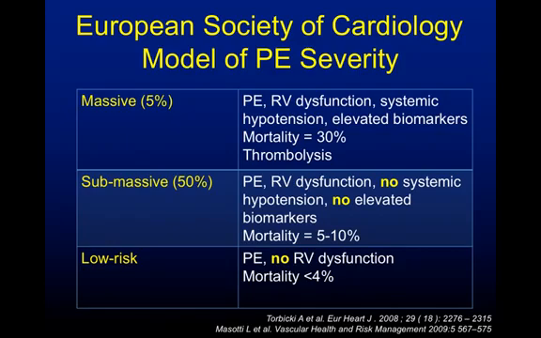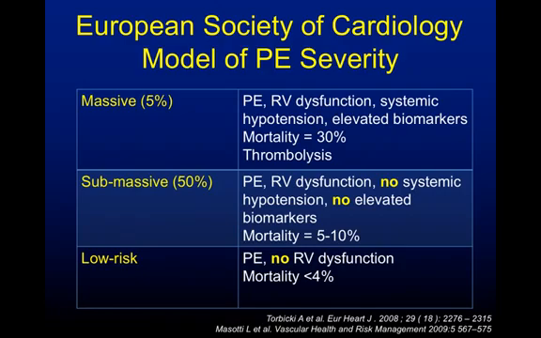In a larger proportion of patients, the PE is submassive, and there is evidence of RV dysfunction on echo or CT, but there are no signs of systemic hypotension, and there are no elevated biomarkers. Here, the mortality is much lower, and as these patients have RV dysfunction, they might be admitted for proper monitoring.